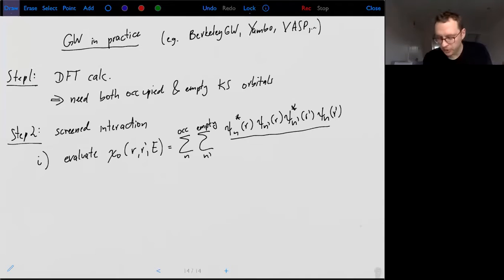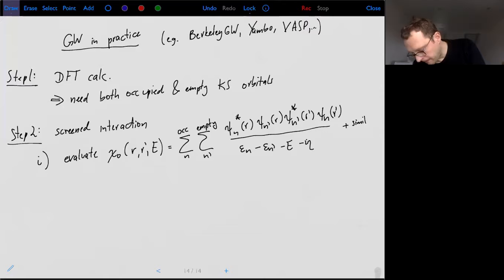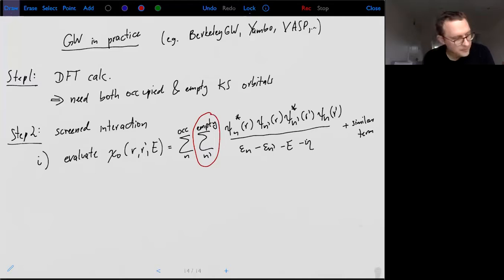So you have a product of two Green's functions. Each Green's function contains two Kohn-Sham orbitals. So you get something that involves four Kohn-Sham orbitals and two Kohn-Sham energies. And then there's another similar term. Right. So you first need to calculate this object. And the problem is, in this term here, you need to sum over all empty states.